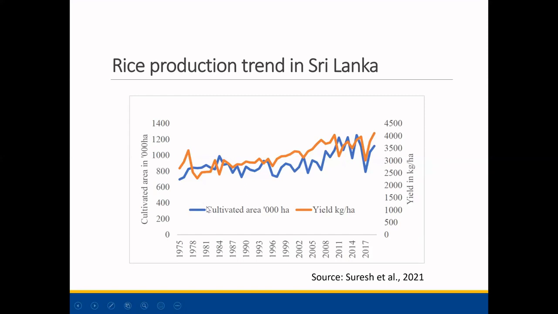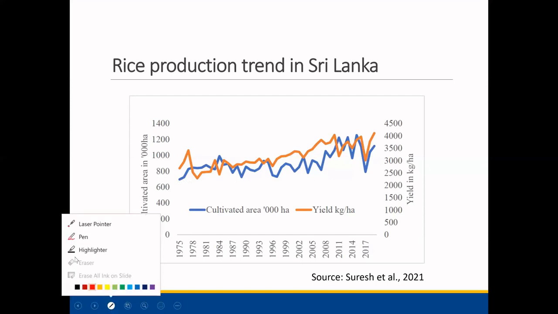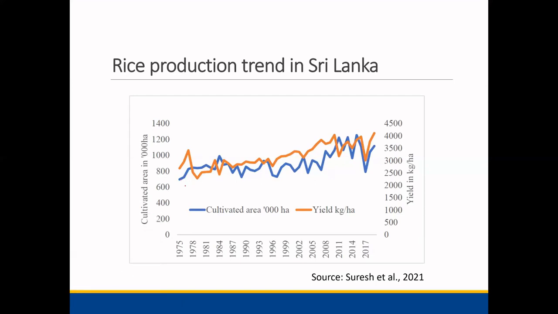That could impact this internal variation. But overall, you see an increasing trend, right? So let me take this pen. If you draw a line like this, it goes like that, right?